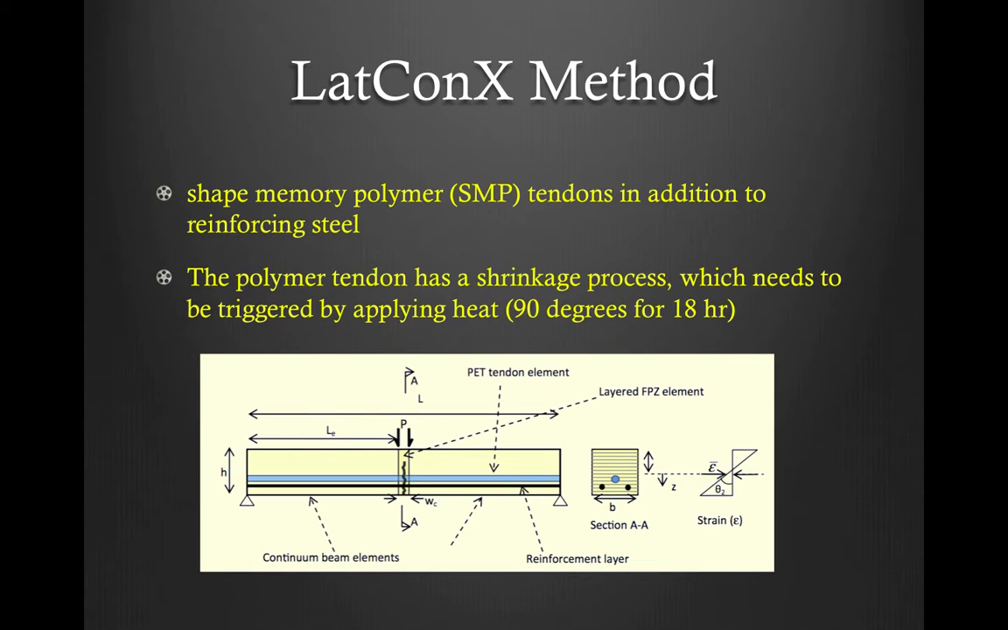In addition to bacterial method, there exist other methods to implement self-healing properties to increase durability of concrete. The most practical methods are chemical encapsulation and LCX. LCX method is a method where the polymer tendon has a shrinkage process which needs to be triggered by applying heat.